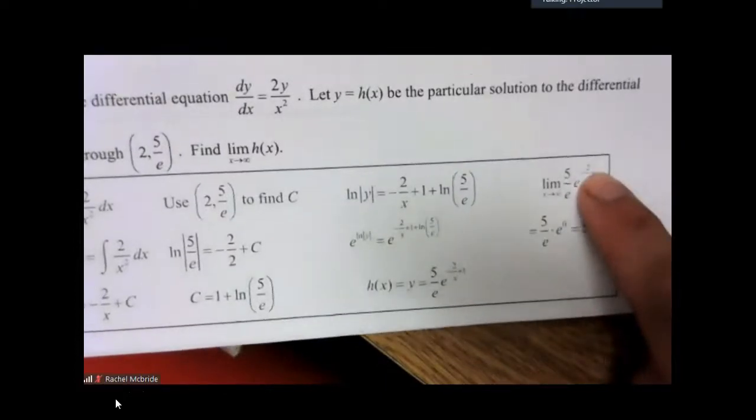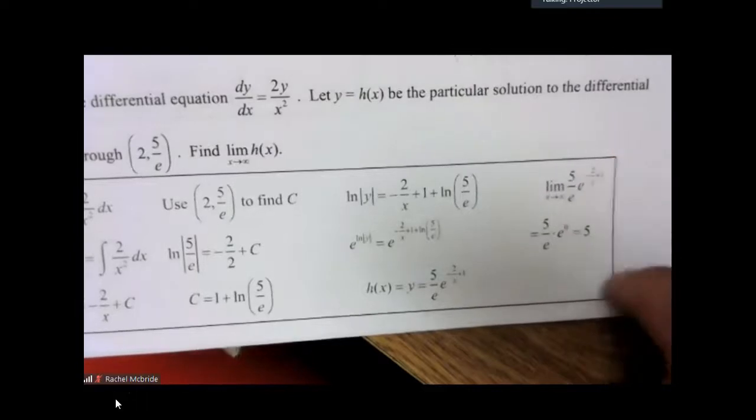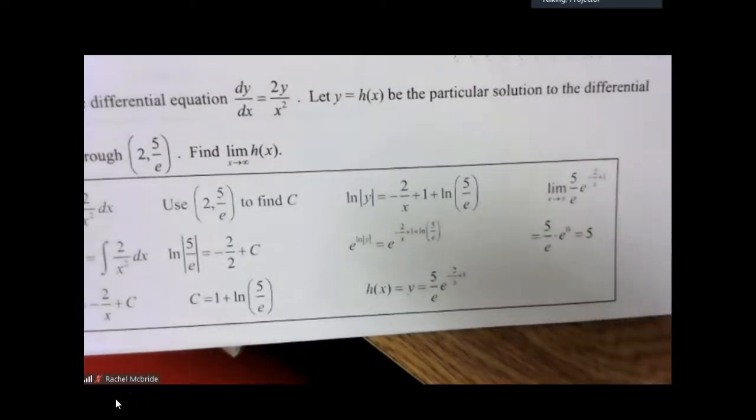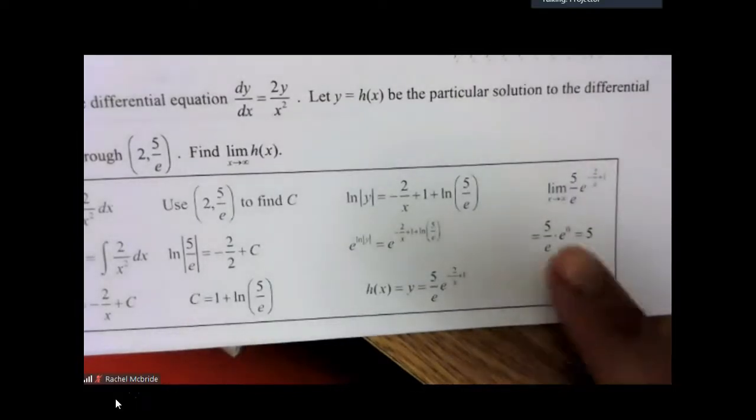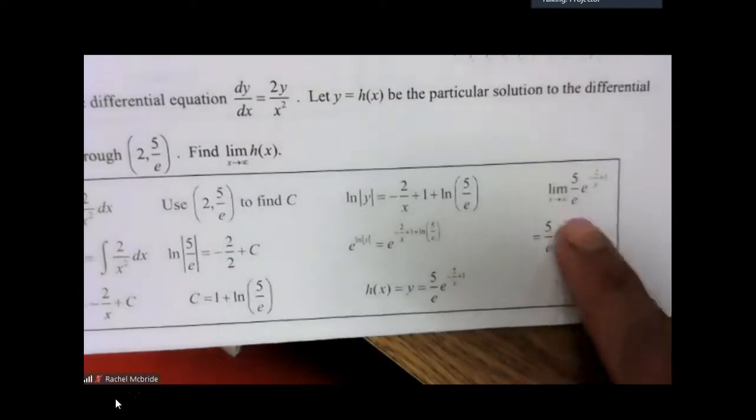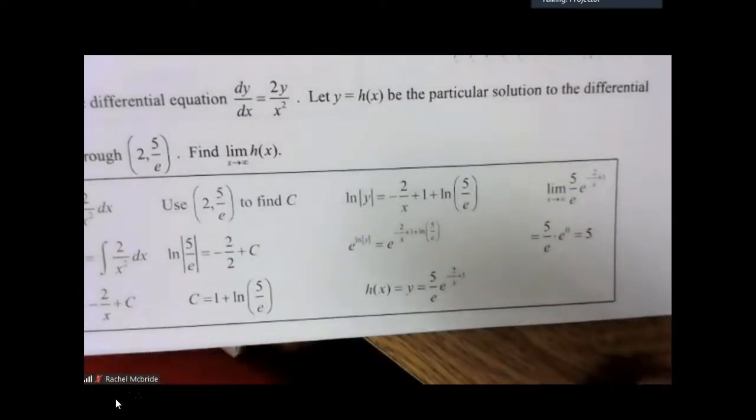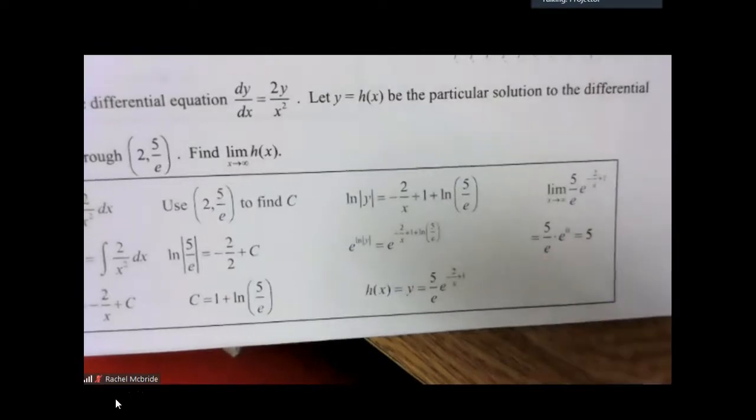So something really, really big dividing a constant is really, really small, therefore like 0. So that acts like e to the 0, which acts like 1. Again, they sort of cancel out and give you your 5.